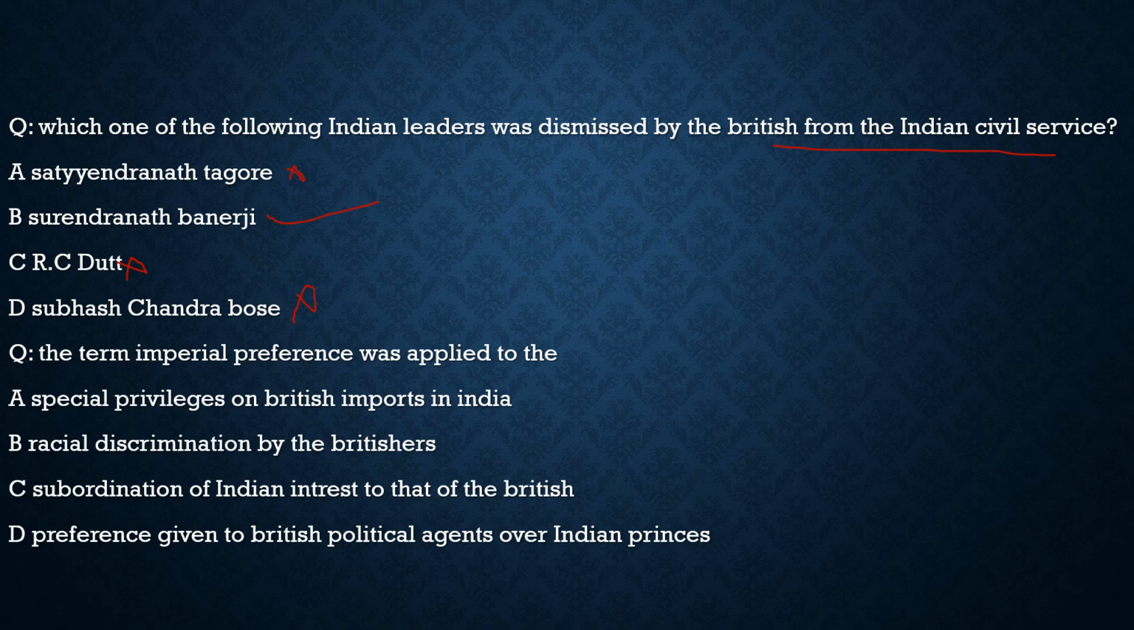Now coming to the last question of our discussion. It says the term imperial preference was applied to which of the following? The racial discrimination by the British? No. Subordination of Indian interests to those of the British? No. Preference given to British political agents or Indian princes? Totally incorrect. The correct statement is special privileges on British imports in India. So the term imperial preference was applied to special privileges on British imports in India. With this, I hope we have completed all that was needed in today's class.